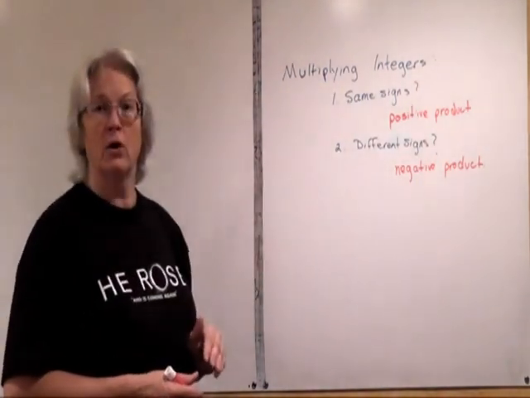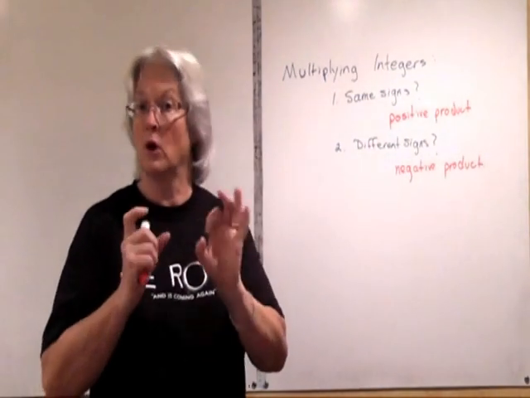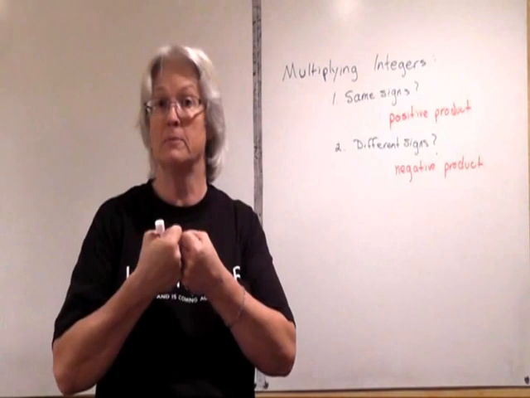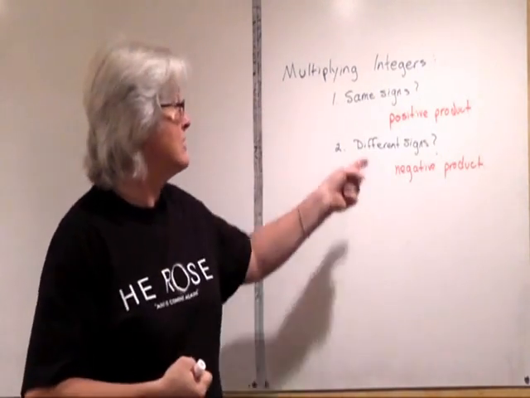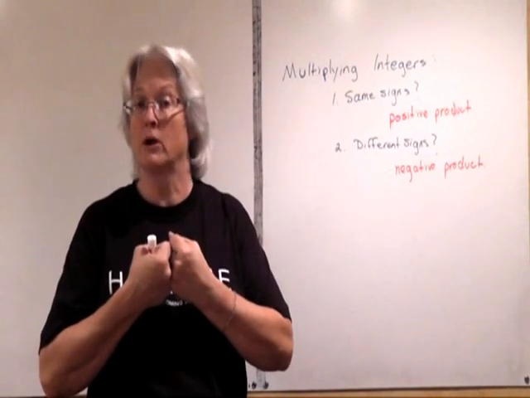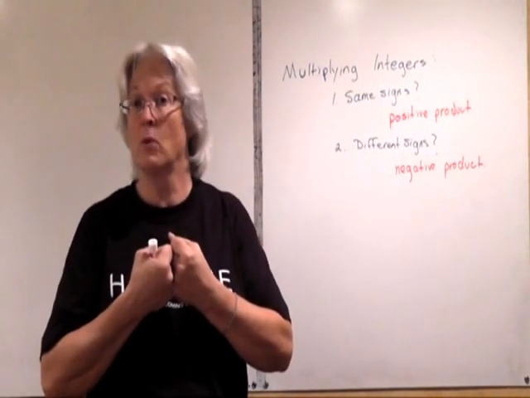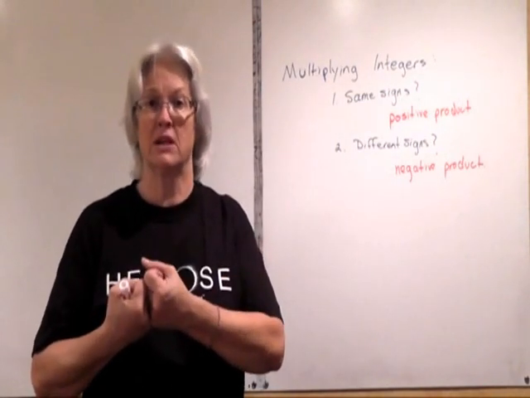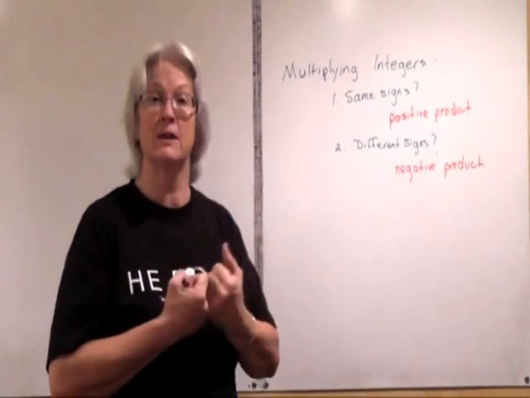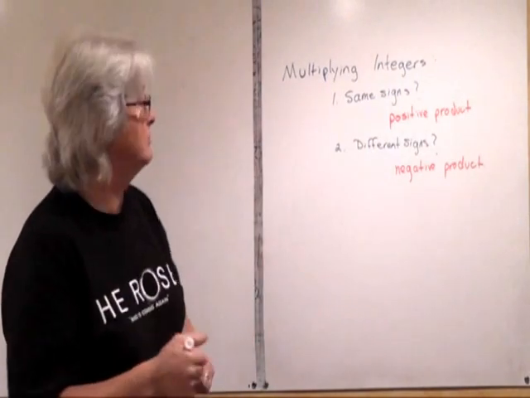All you have to worry about is you can only multiply 2 factors together at the same time, right? If both of those factors are the same sign, your product is positive. 2 times 2 is 4. Negative 2 times negative 2 is also a positive 4. If you have different signs, you get a negative product.